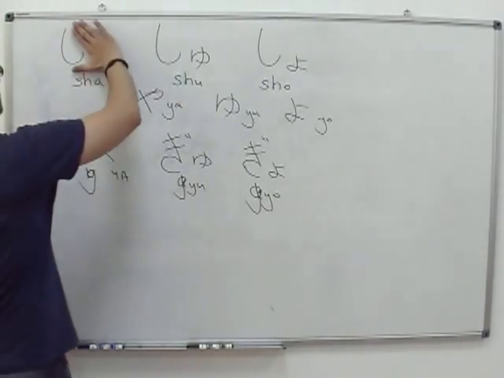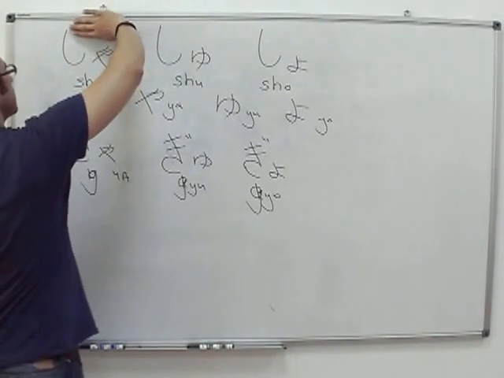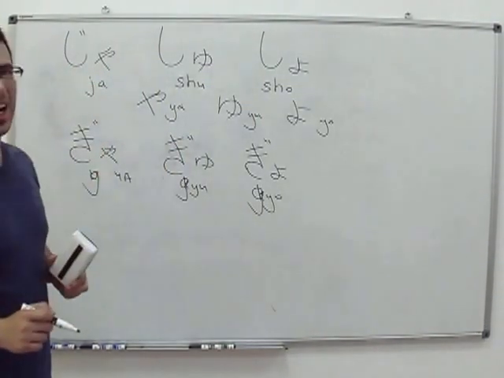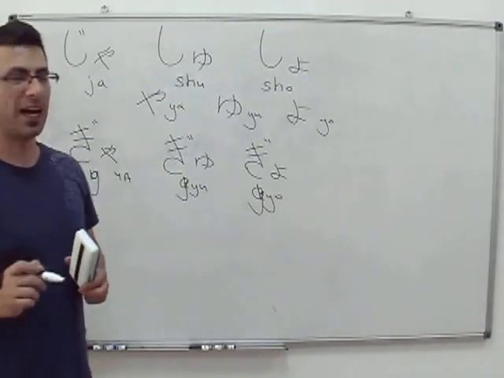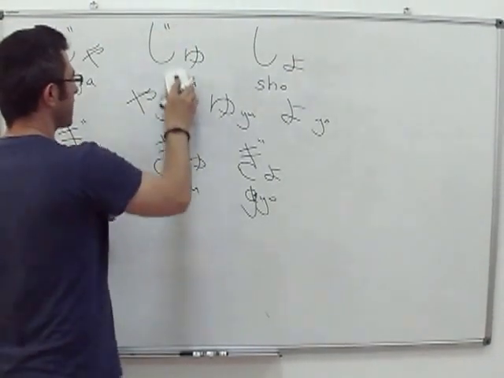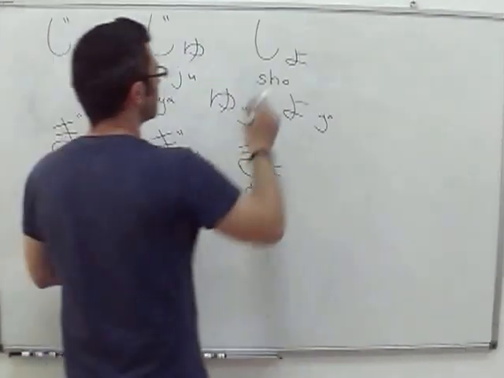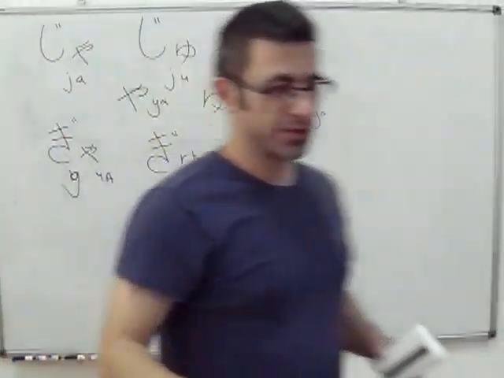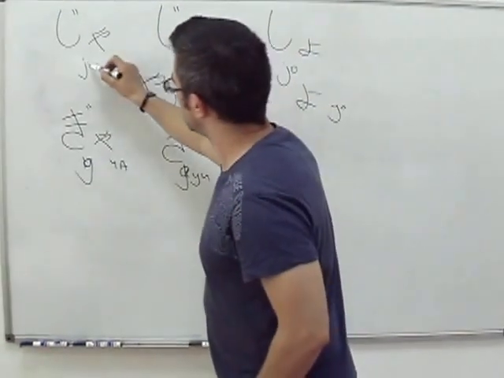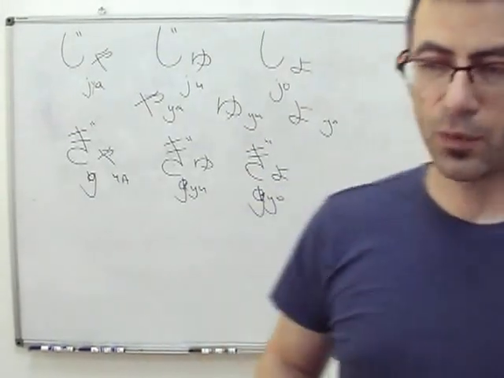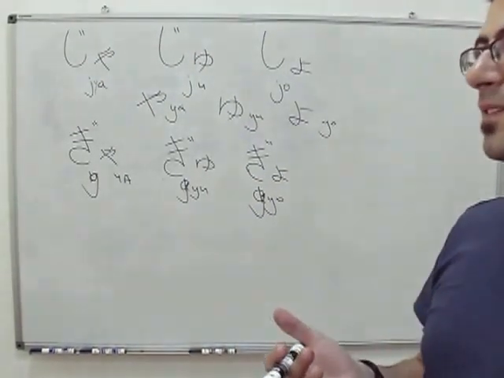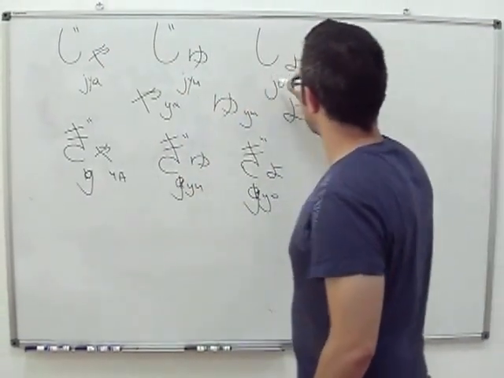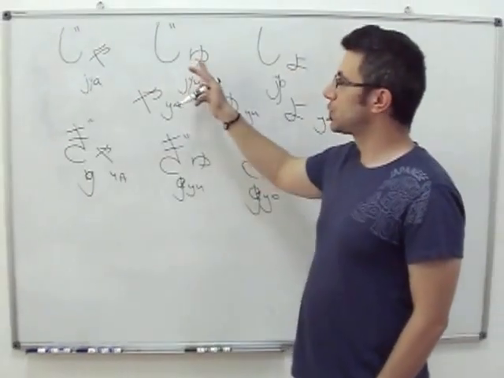And we have this. So this is shi, this is ji. This is sha, and this is now ja. Ja, like the sound in Japanese. This was shu, and now it changed to ju. This is sho, and it's changed to jo. In some books and some internet pages, it's written like a Y between them, but the sound is better without the Y: ja, ju, jo.